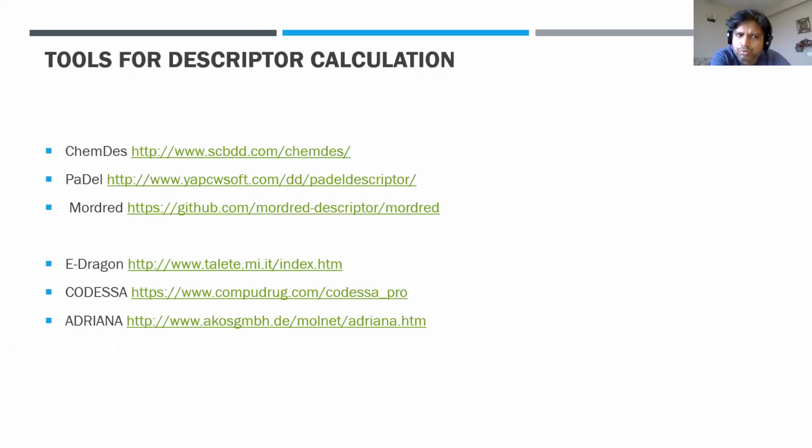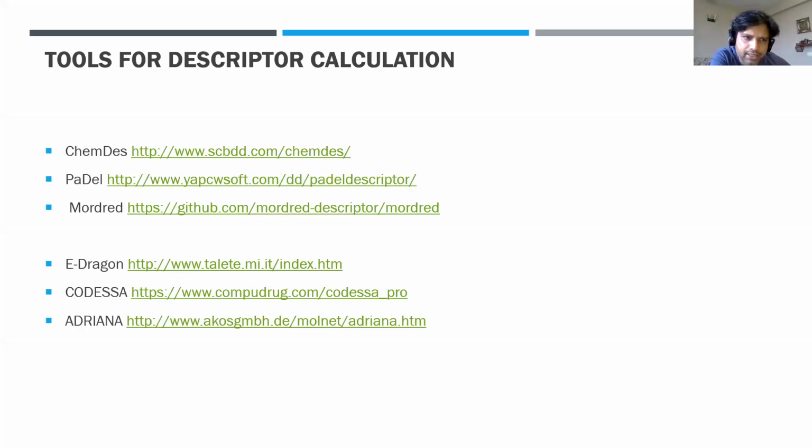We can also use Moderate, but it is Python based. So we will see, if you guys are comfortable, then we can take Moderate also. The upper three tools are freely available. eDragon is now disconnected; now I'm not getting this tool anywhere. And the others, Codessa and Adriana, you have to purchase.